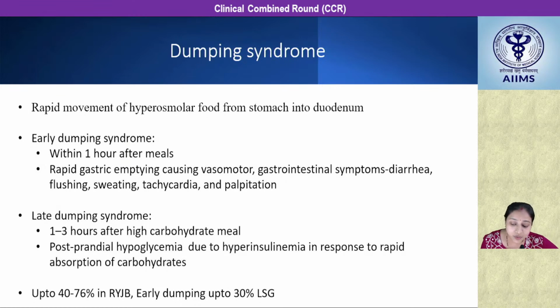Dumping syndrome is the rapid movement of hyperosmolar food from the stomach into the duodenum. There are basically early and late dumping syndromes. Early occurs within 1 hour after meals, in which the patient experiences vasomotor and GI symptoms. Late dumping syndrome occurs 1 to 3 hours after a high carbohydrate meal. The incidence of dumping syndrome is very high, 40 to 76% after Roux-en-Y procedures, while in sleeve gastrectomy, early dumping syndrome is seen in up to 30%.